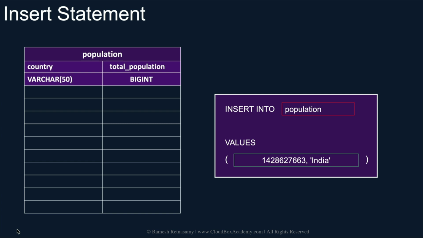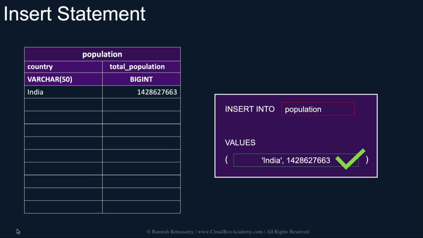As you know, our table definition has country first and total population second. But this insert statement has the values the other way around. So if we execute this statement, it will try to insert the total population into country column and the country name into the total population column, which is not what we want. So in our example, country has to be the first value and the total population has to be the second value. This insert statement will successfully execute and insert the total population of India into the table.